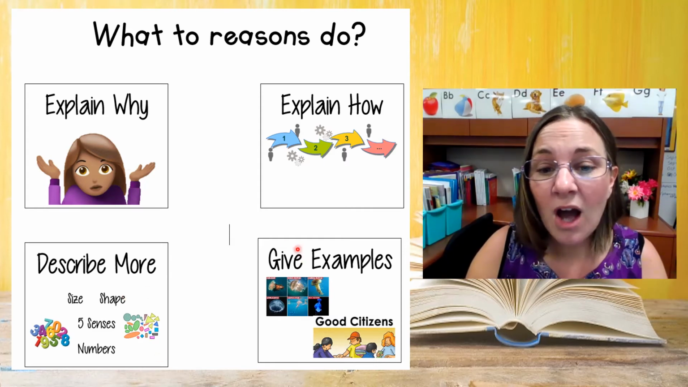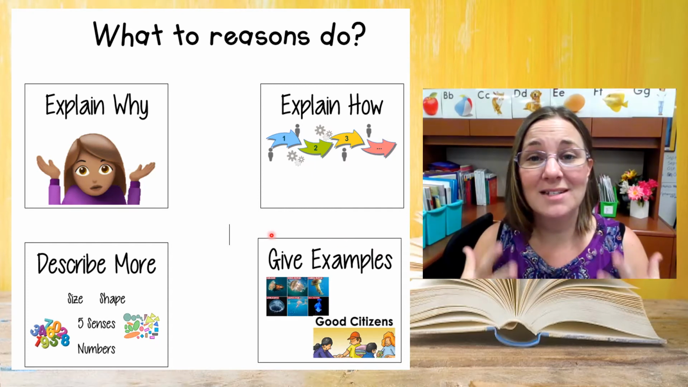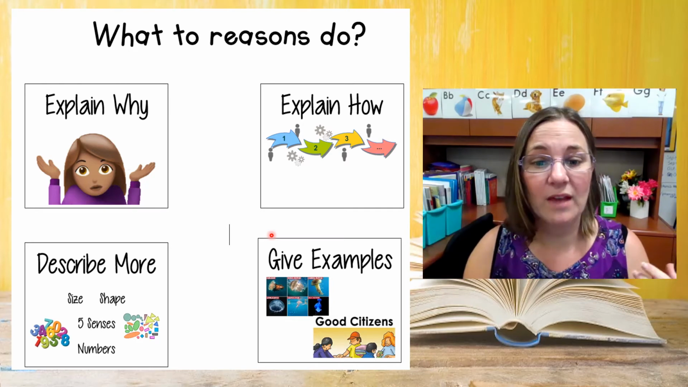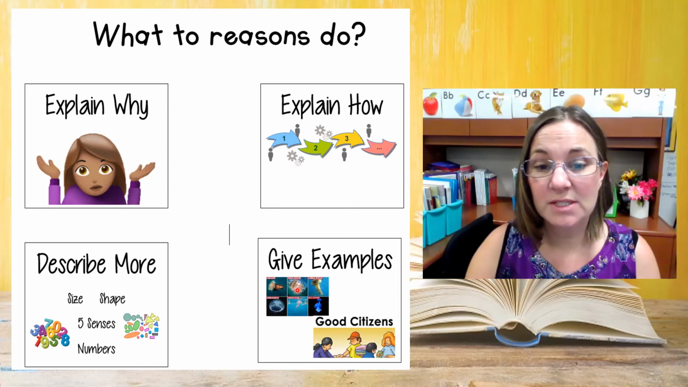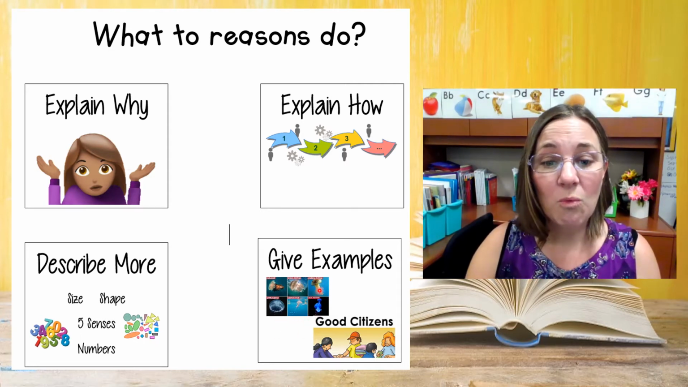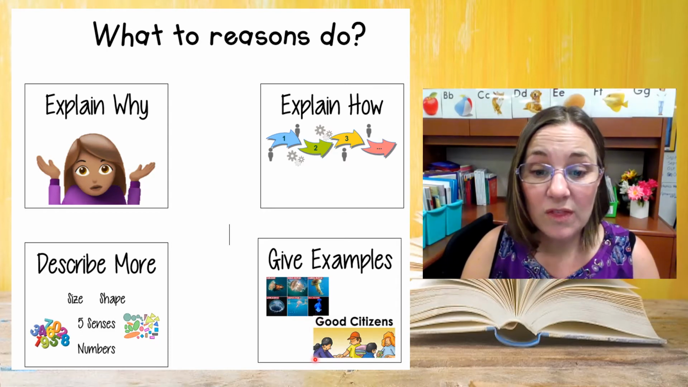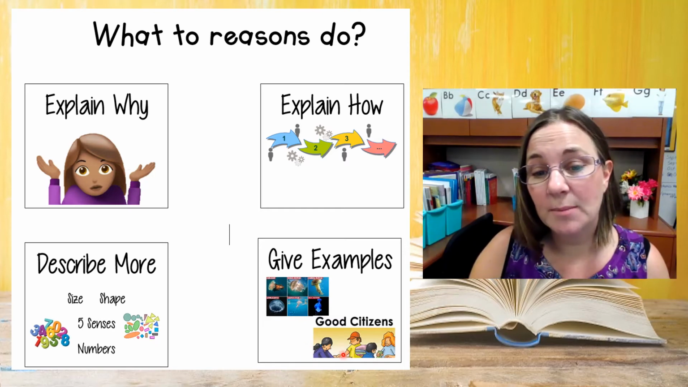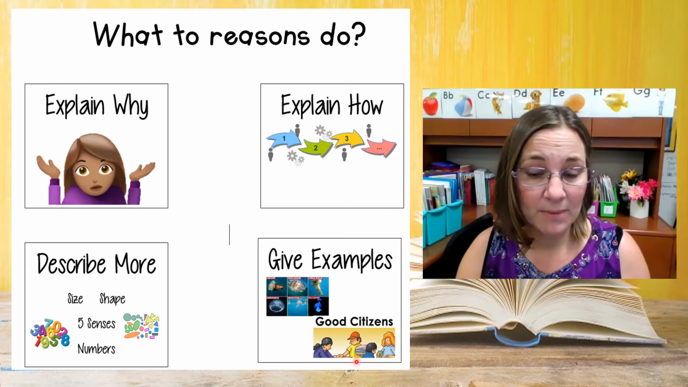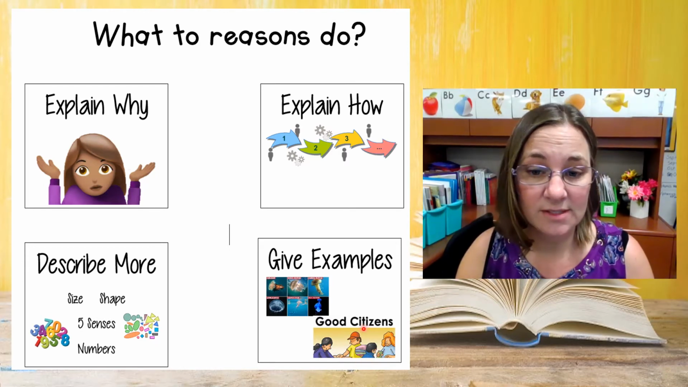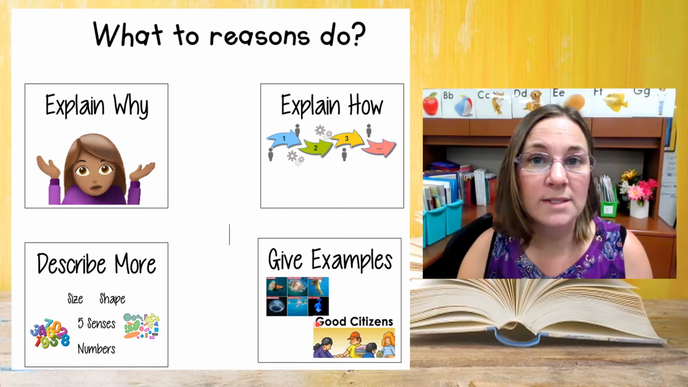And finally, the author might give examples. When an author gives examples, they're just giving you an idea of something that represents the whole thing. For example, these are all jellyfish. These are examples of different types of jellyfish. So you can look at those and know what types of jellyfish there are. In this illustration, these are examples of good citizens. It shows you what good citizens might do, how they might be, and so that's an example of what a good citizen might look like. It's not all good citizens, but just an idea of one type of good citizen.